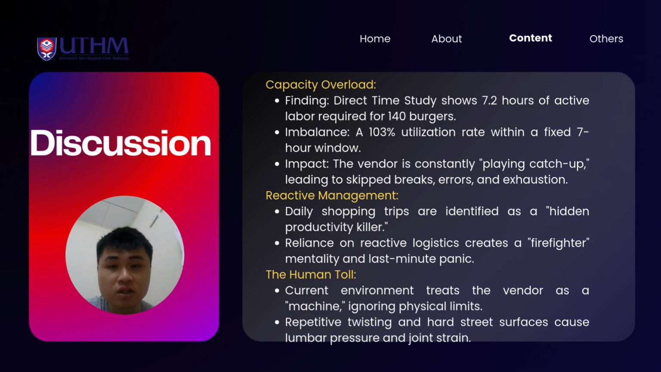The second one is reactive management. Daily shopping trips are identified as a hidden productivity killer. Reliance on reactive logistics creates a firefighter mentality and last minute panic. The third one is the human toll. The current environment treats the vendor as a machine, ignoring physical limits. Repetitive twisting and hard street surface cause lumbar pressure and joint strain.